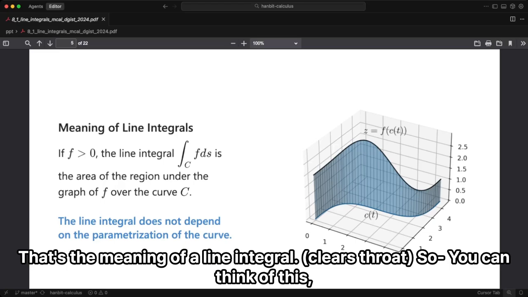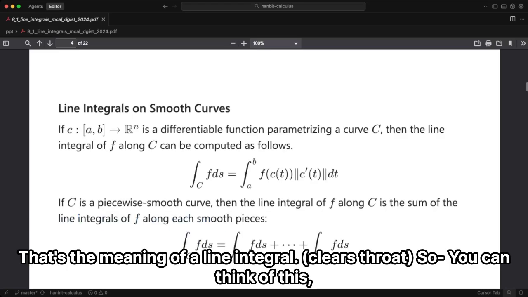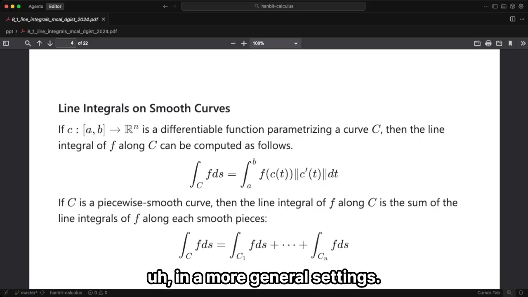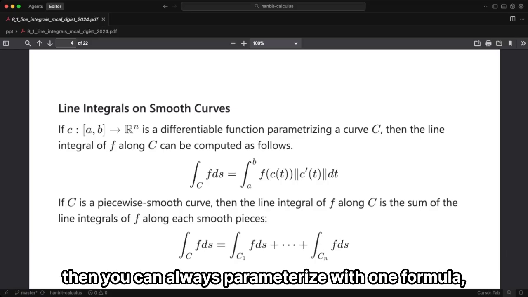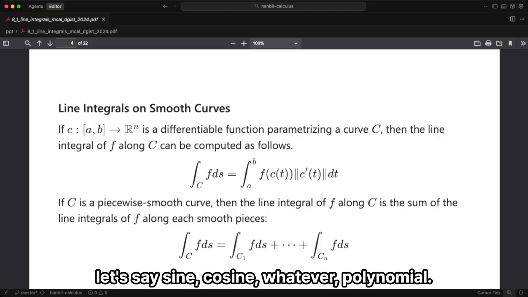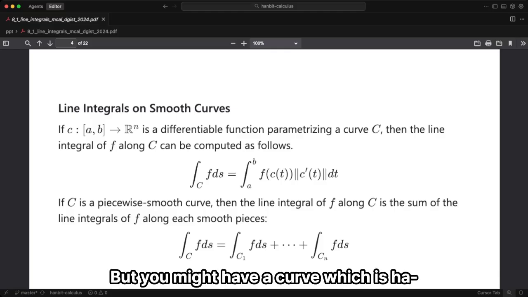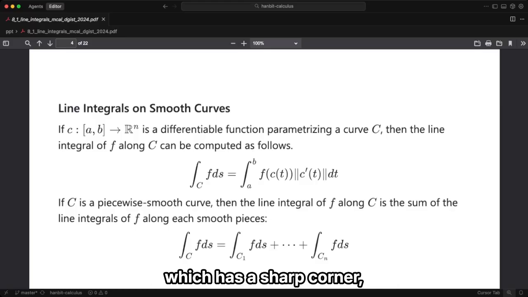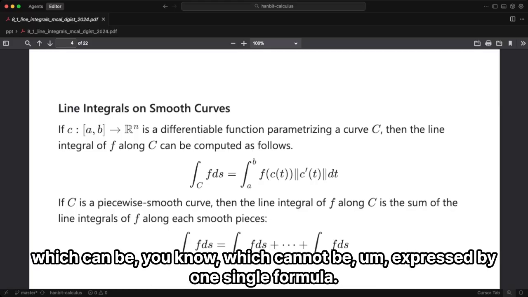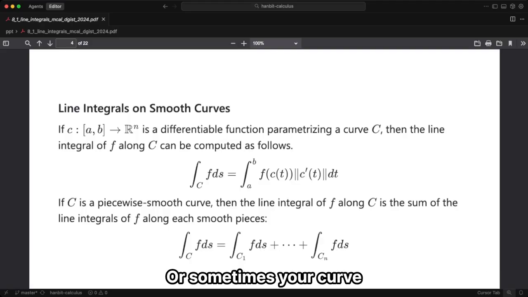So that's the meaning of the line integral. You can think of this in a more general setting. For example, if you have a smooth curve, then you can always parameterize it with one formula, let's say sine, cosine, whatever, polynomial. But you might have a curve which has a sharp corner, which cannot be expressed by one single formula, or sometimes your curve could be disconnected from each other.